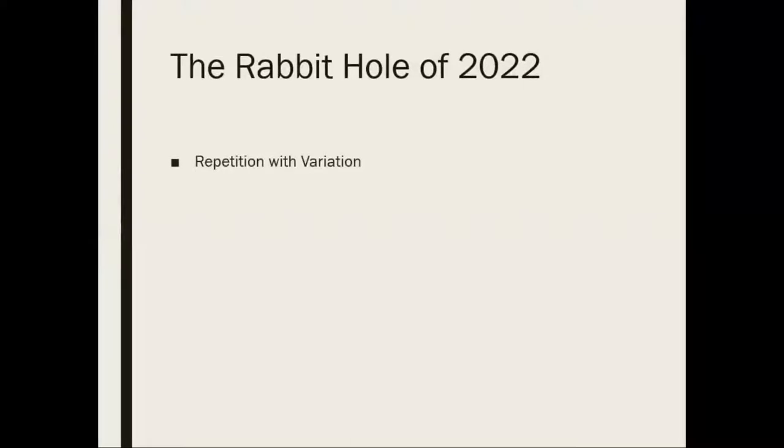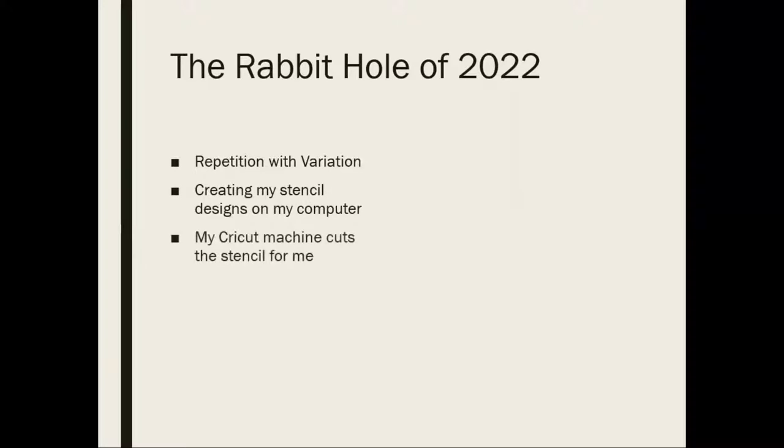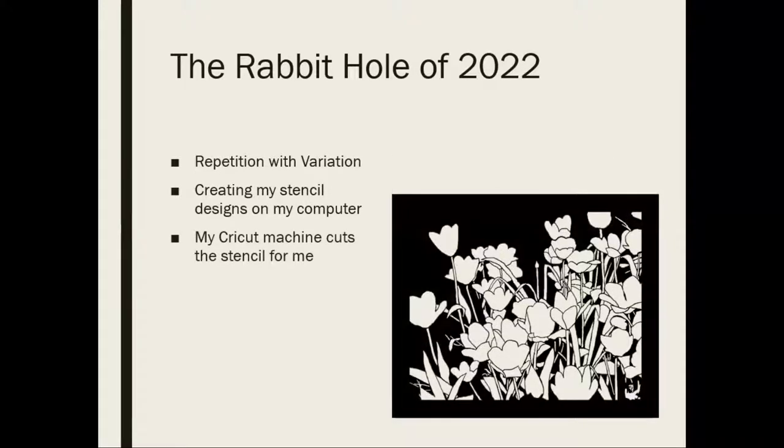So, rabbit hole of 2022. I was talking to my Central Okanagan FCA mentees last winter, the group that I was mentoring, about repetition with variation. And it got me thinking about the use of stencils. I've used stencils before, but only in a very limited way. I didn't want to use commercial stencils. I wanted to have my own custom stencils. But my arthritis is at a point where I can't do extensive cutting with my hands anymore. So then I discovered you could cut your own custom stencils on a Cricut cutter. There's other brands as well, but that's the one that's available locally at Michael's.